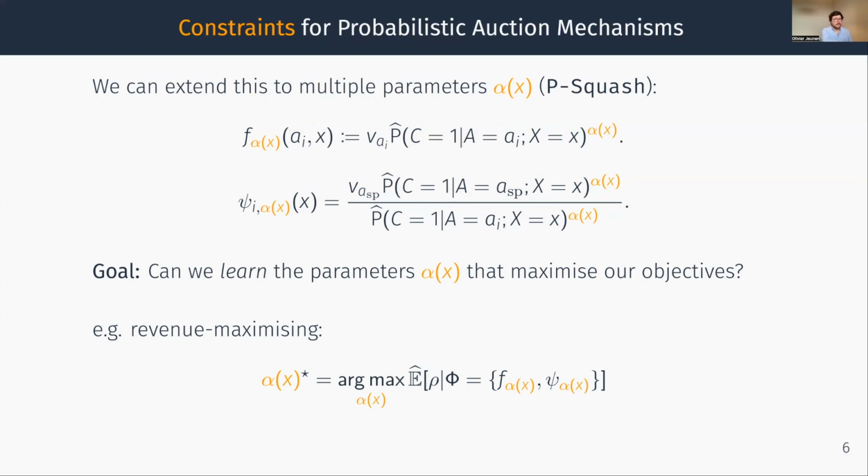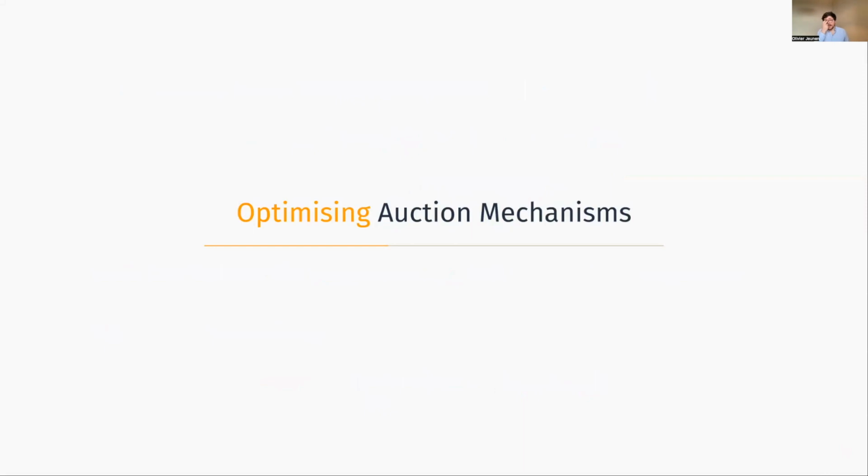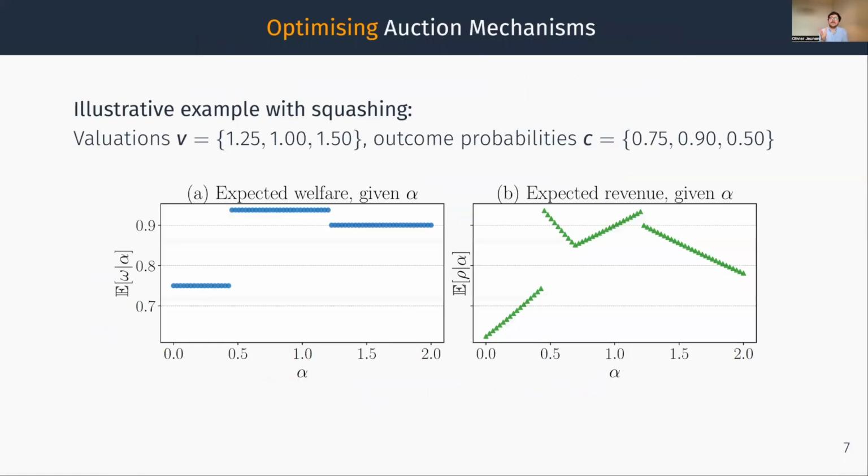All right, cool. So now we can actually start talking about optimizing auction mechanisms for these objectives. What is shown on the slide here is a very simplified example where we have three different ads with three different valuations and three different outcome probabilities. We're adopting a simple second price squashing auction. The plot on the left-hand side shows welfare given varying values of alpha, and the plot on the right shows the expectation of revenue given alpha.